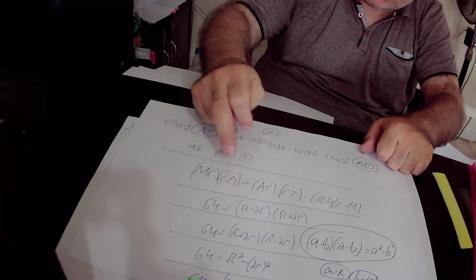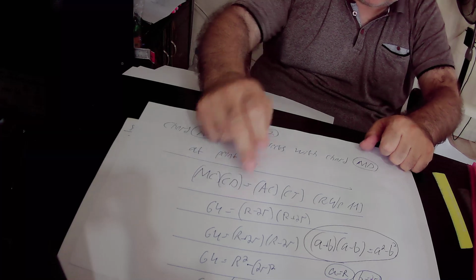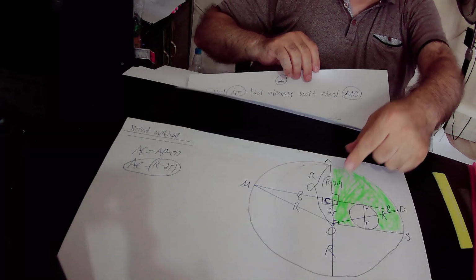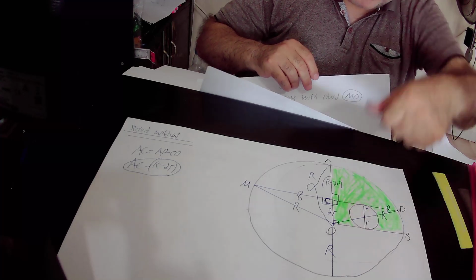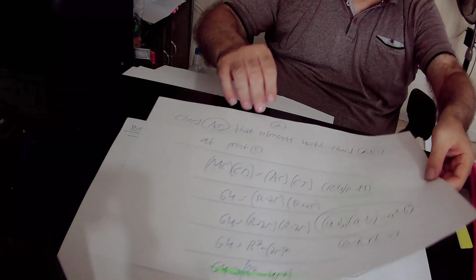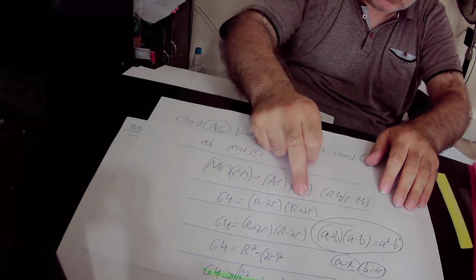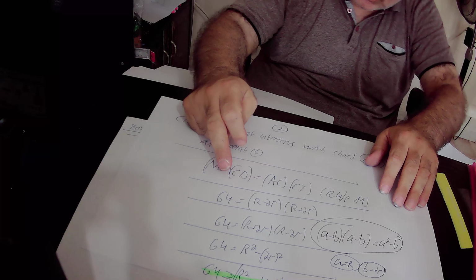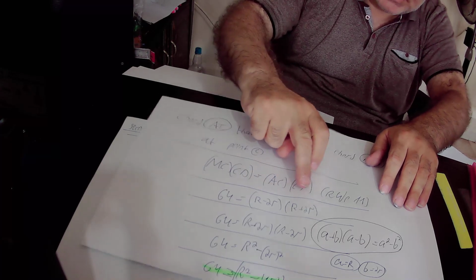MC is 8, CD is 8, so MC times CD is 8 times 8, which is 64. AC equals capital R minus 2R, and CT equals capital R plus 2R. So in conclusion, we found out that 64 equals capital R minus 2R times capital R plus 2R.